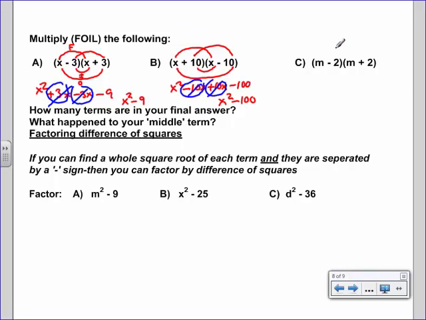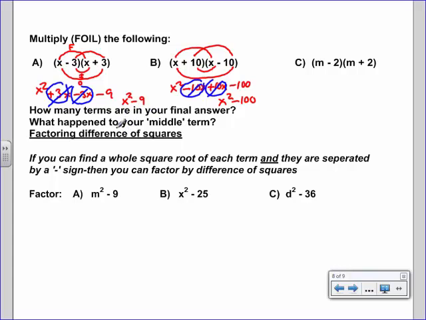You can go ahead and try this example, and you're probably seeing a pattern developing here where if this is identical except with a plus and a minus, your outside and inside are always going to cancel. So you're probably to the point where you can look at this and say, yeah, I think that's going to be m squared minus 4. You can give it a try and see if that's what you get. In all these cases, the middle term canceled.